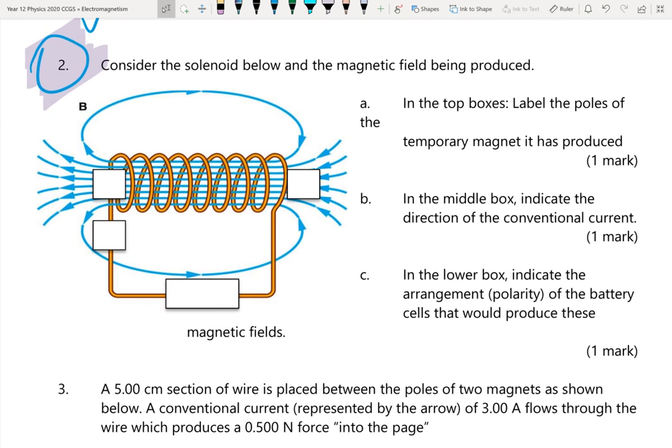Oh, so now this is going backwards. So now you've got to start with the polarity and then work your way backwards to figure out which way the current must be flowing.